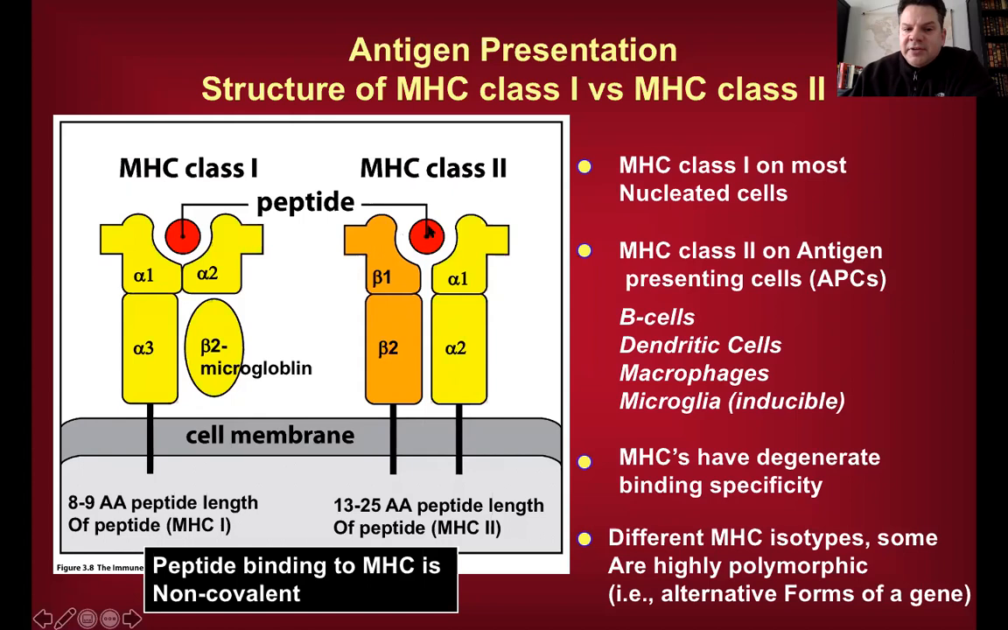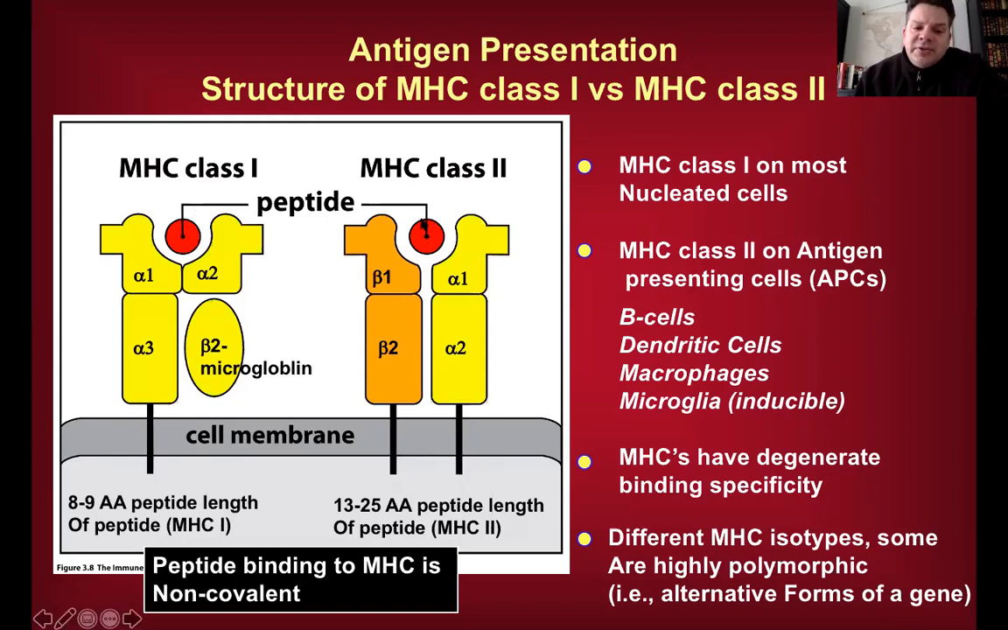It also has a binding cleft where you put the peptide. Now, the size of peptide that they present is different. So MHC class 1 is going to present things that come from the breakdown of proteins just in normal processing. This tends to be about 8 to 9 amino acids in length. Okay, so that's for MHC class 1.